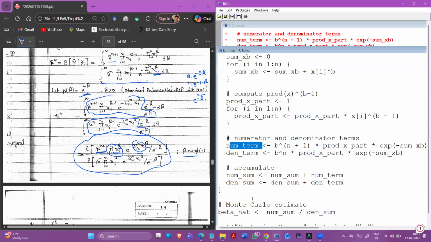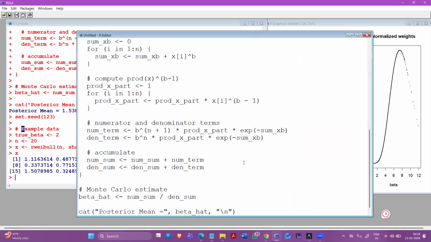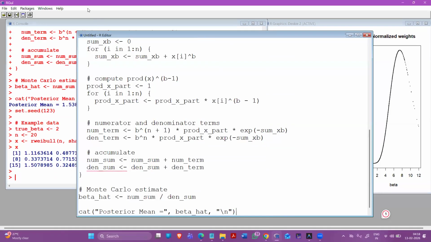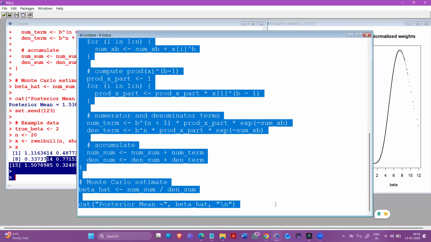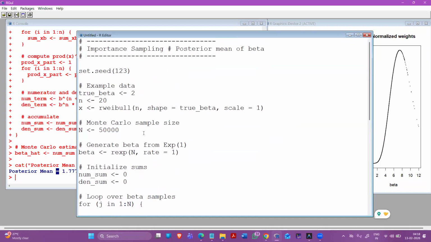After that, we are going to find the beta hat, that is your estimate of beta. Beta hat is your numerator sum divided by the denominator sum, and that will be your posterior mean. What happened? 1.77. That is close to your 2. If you increase the iterations here, or increase the sample size also, at that time you will get approximately 2.